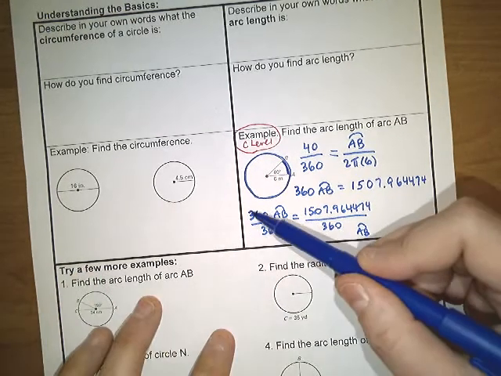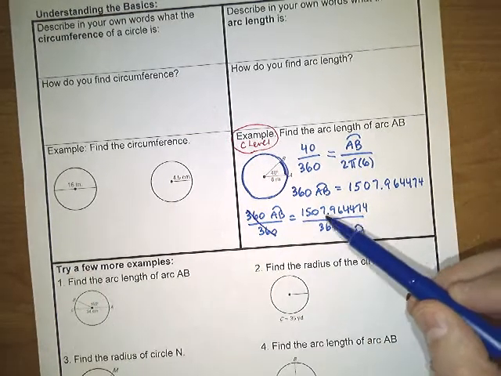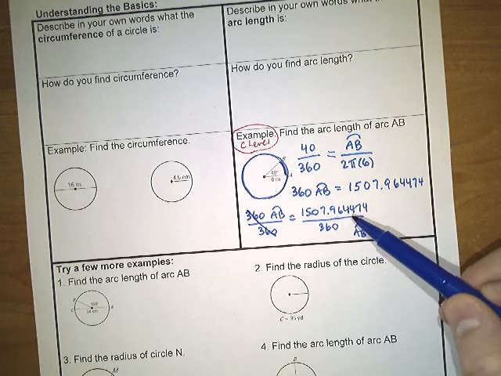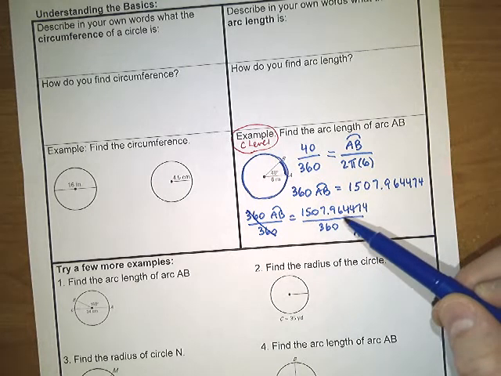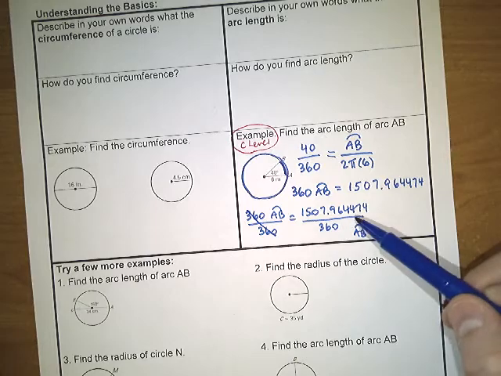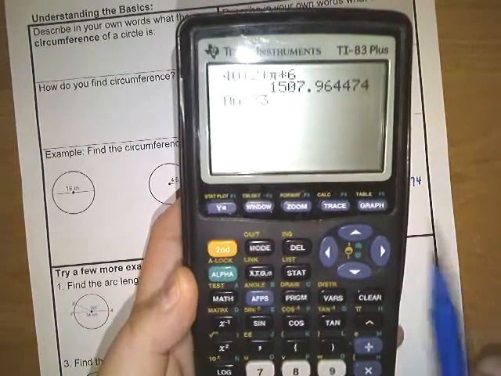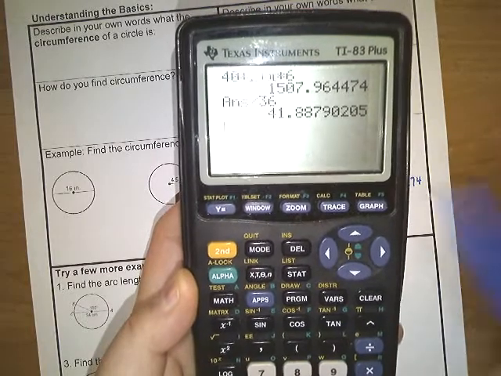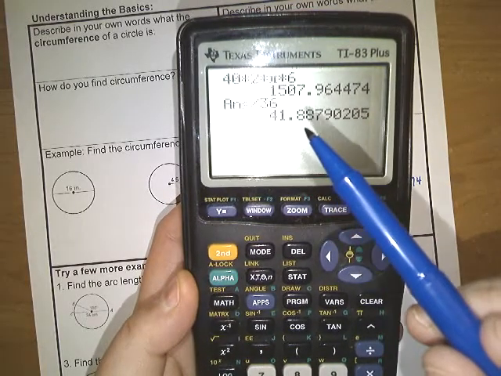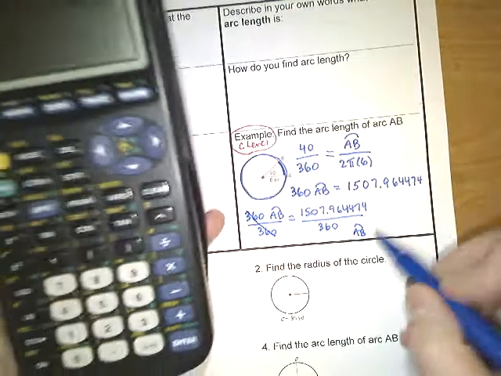Okay. And on this side, obviously the 360s cancel. And on this side, we should have this still on our screen, the 1507.964474. And now we're just going to divide that by 360. All right. So we get 41.8879 approximately.